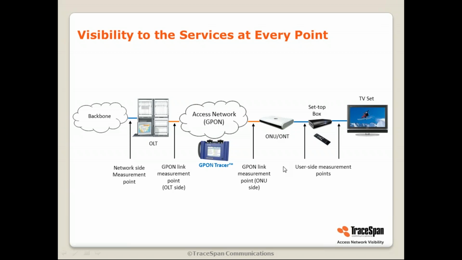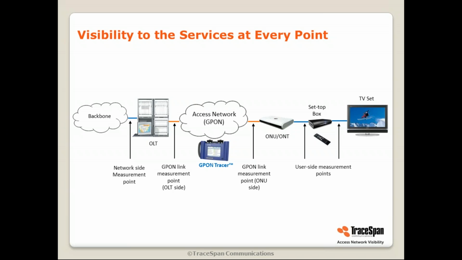Then we have the ONU at the customer's home or outside the house. And then, depending on the service, there will be equipment at the customer premises. In the case of IPTV, it would be a set-top box and a TV set. In other cases, it may be, for example, for internet, a router and a PC, and so on.